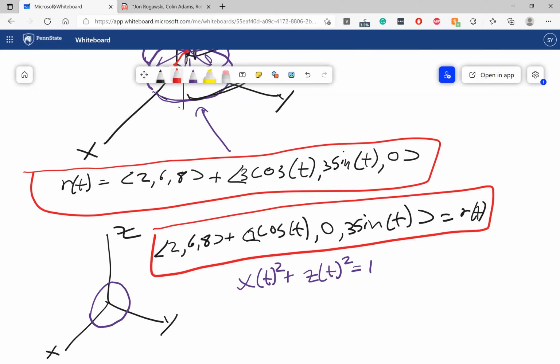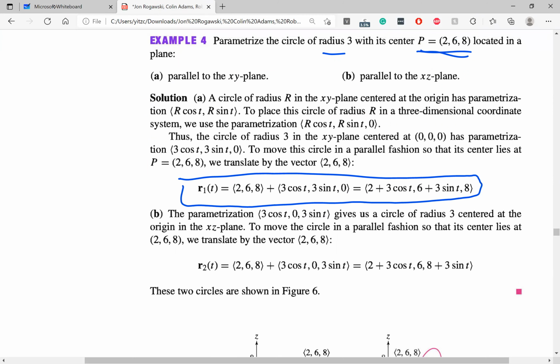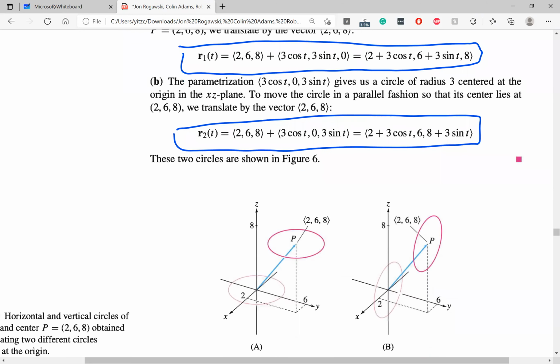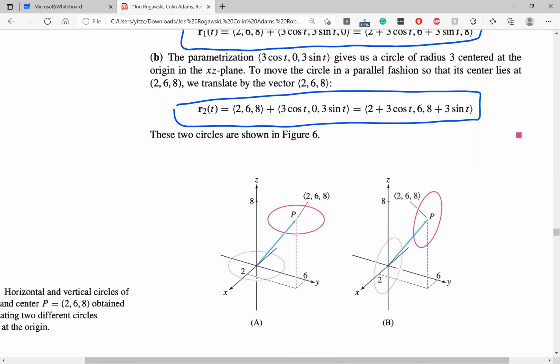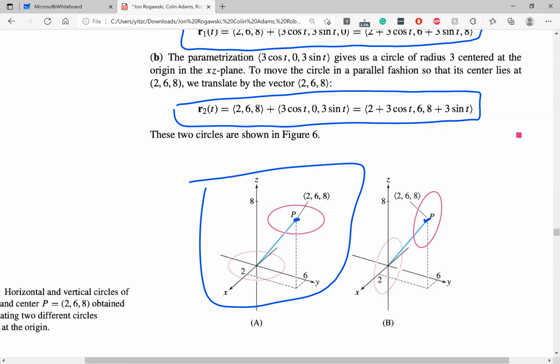Any questions? Okay, and that's what they did over here. So this is your R1, and this is your R2. And here's a picture of both of these. So here is your first one. The circle is parallel to the XY plane and is centered at the point 2, 6, 8. And here the circle is parallel to the XZ plane, and again has the center 2, 6, 8.